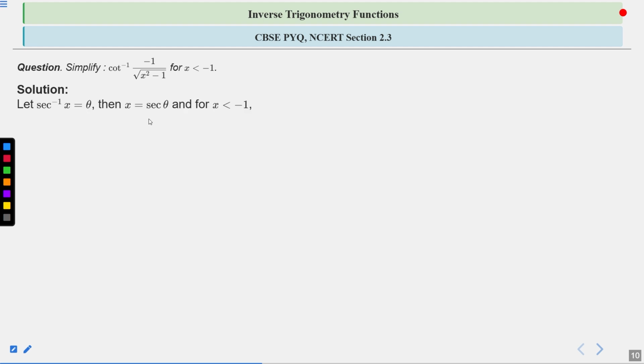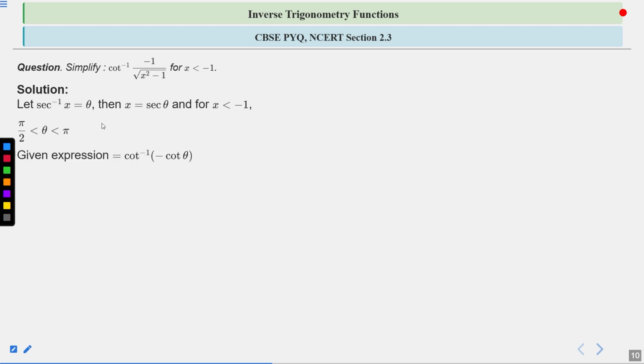Let sec inverse x equal to theta. Then x will be equal to sec theta. If sec inverse x is equal to theta, then x is equal to sec theta, and for x less than minus 1, theta will lie between pi by 2 to pi.